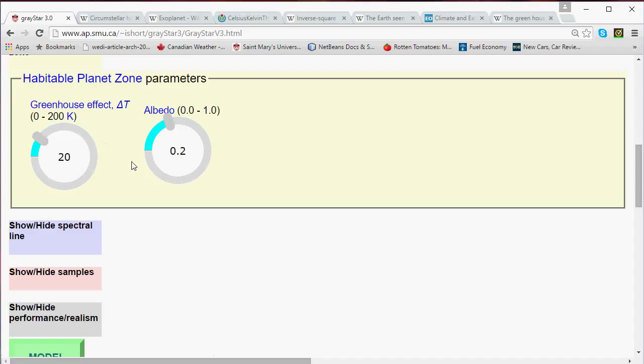Then they can take this data set of albedo values corresponding to input greenhouse effect values, and they could make a graph of albedo versus greenhouse effect that would show what the relationship is between those two things for a circumstellar habitable zone fixed, centered on one astronomical unit. So that's today's pedagogical activity.